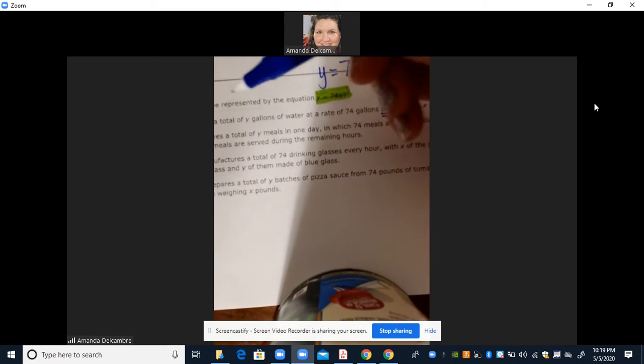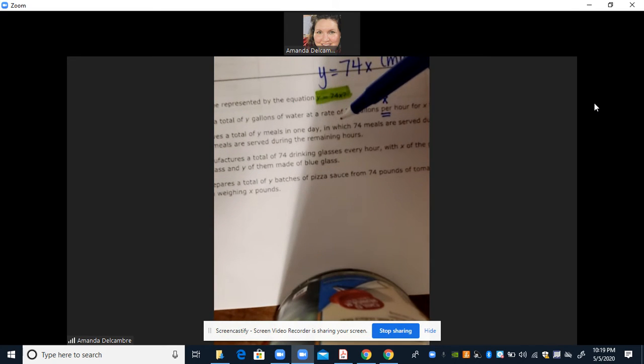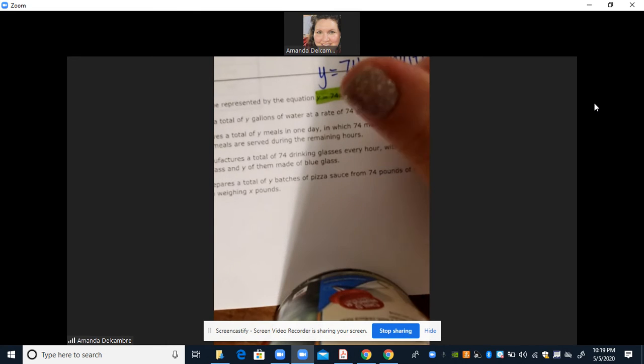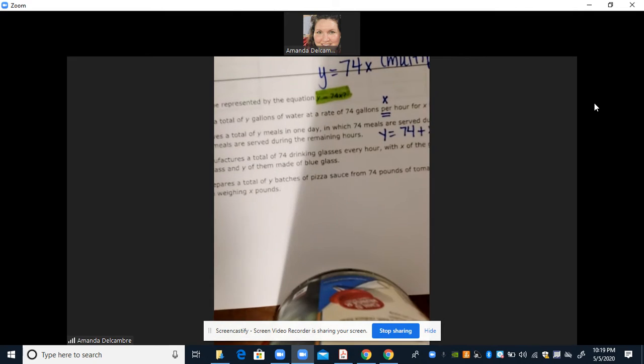Number 2, a restaurant serves a total of Y meals in one day, in which 74 meals are served during the first hour and X meals are served during the remaining hours. So we have some in one part and then the other part and then your total. So that would kind of look like this. Is that the same?